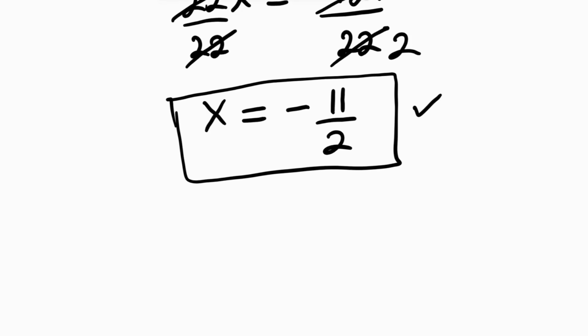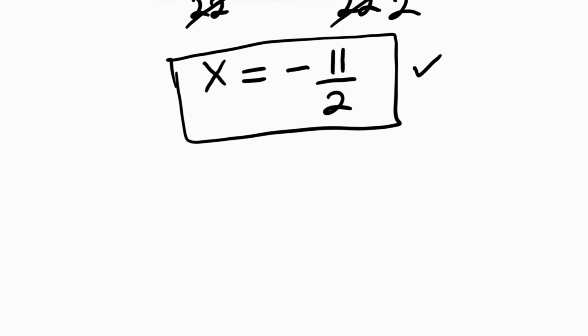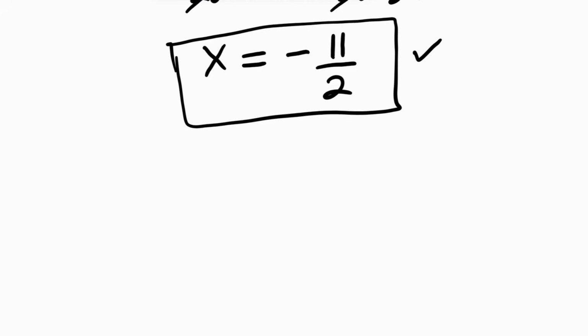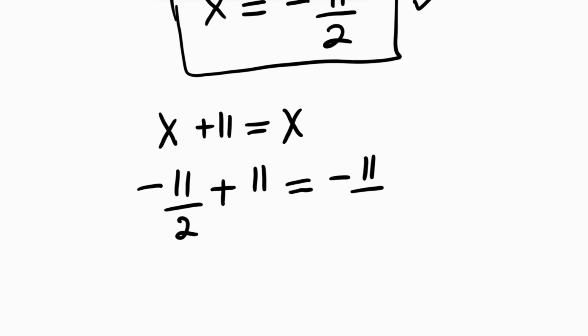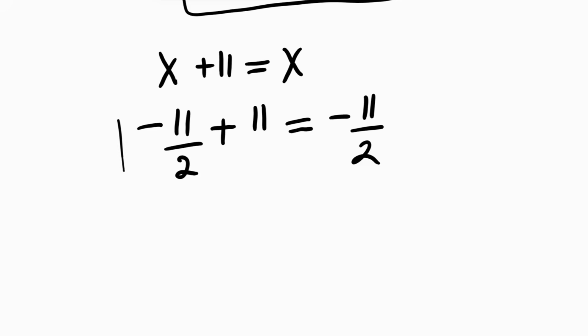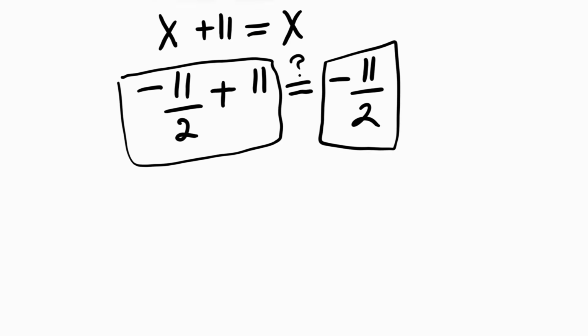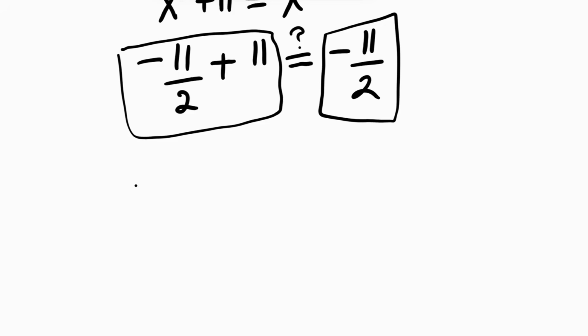Okay, so now let us plug this value back into our initial question and see if the left-hand side will be equal to the right-hand side, because that's the only way to prove that the answer is correct. So we have that x plus 11 is equal to x. So now we'll plug in the value of x, which is minus 11 over 2 plus 11 equals minus 11 divided by 2. So now we're trying to see if this left-hand side will be equal to what we have on the right-hand side.